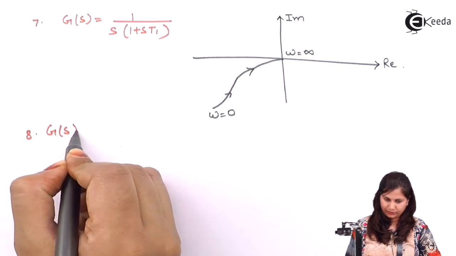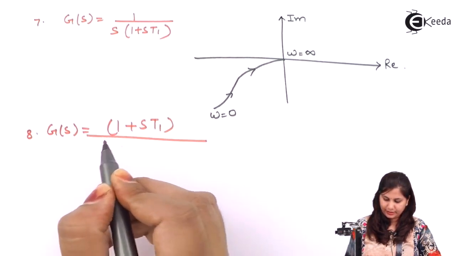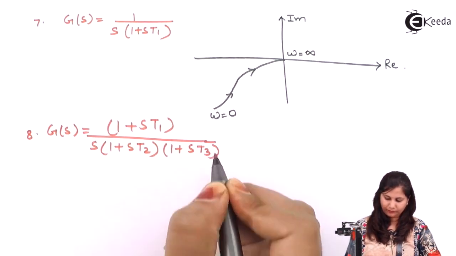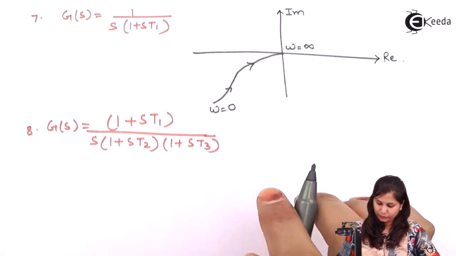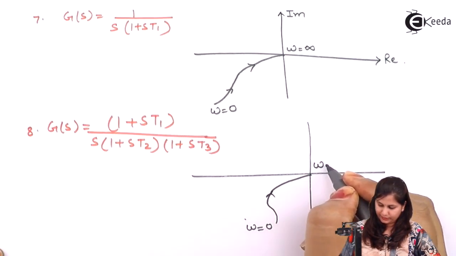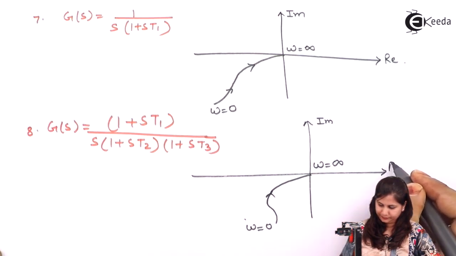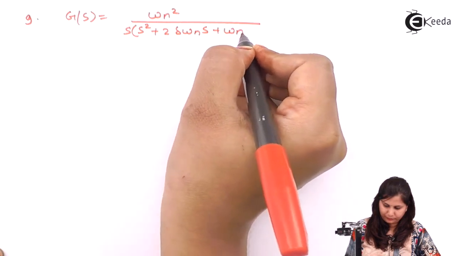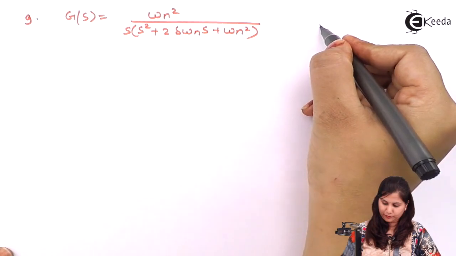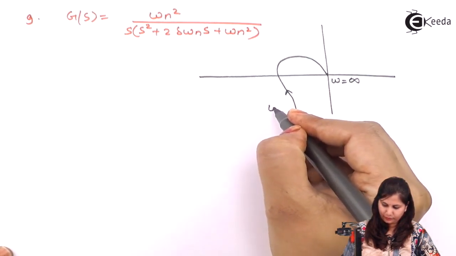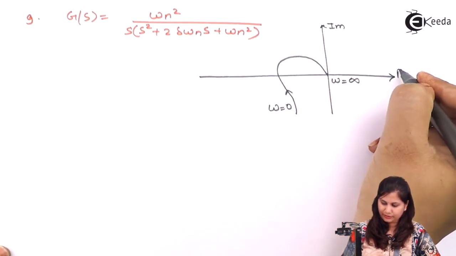Eighth, we have a transfer function with a zero and then one pole at the origin and two other poles. We are having a zero also in this case. So the polar plot will be like this. This is omega equals to 0, this is omega equals to infinity. Next, if the transfer function is given to us in this form, then its polar plot will be like this. This is omega equals to infinity, omega equals to 0, the imaginary axis, and this is the real axis.